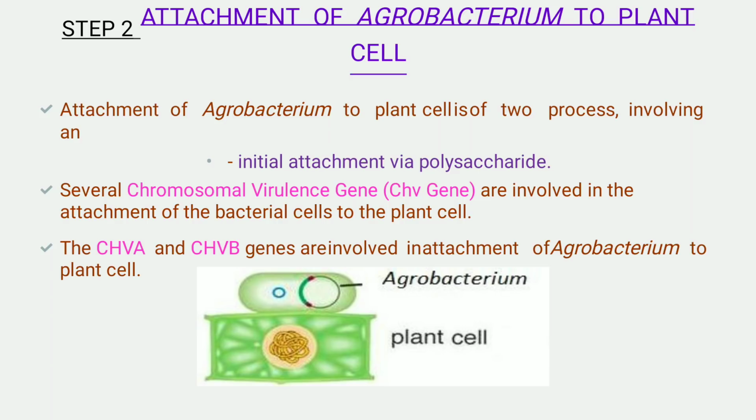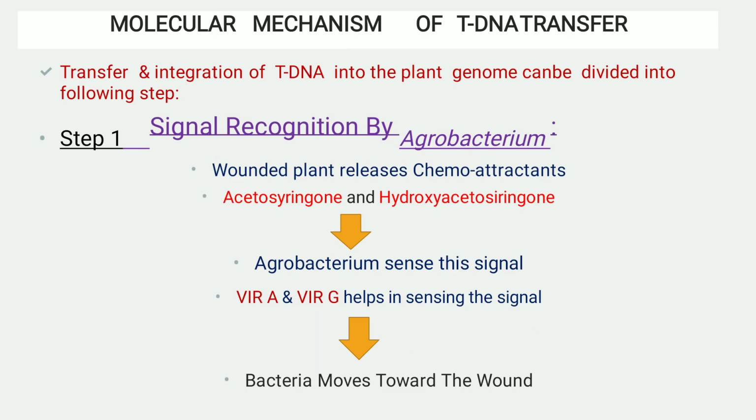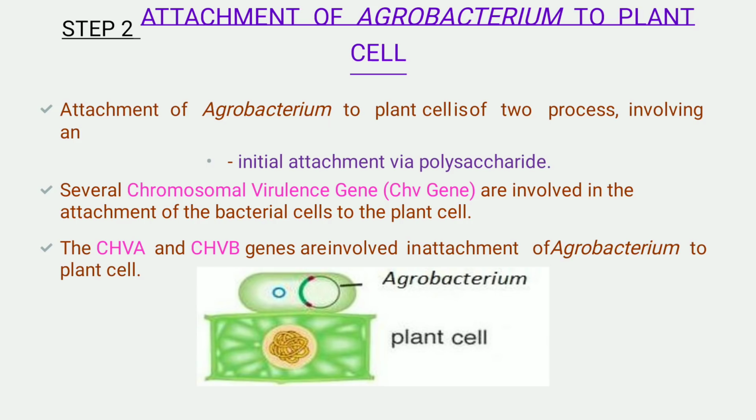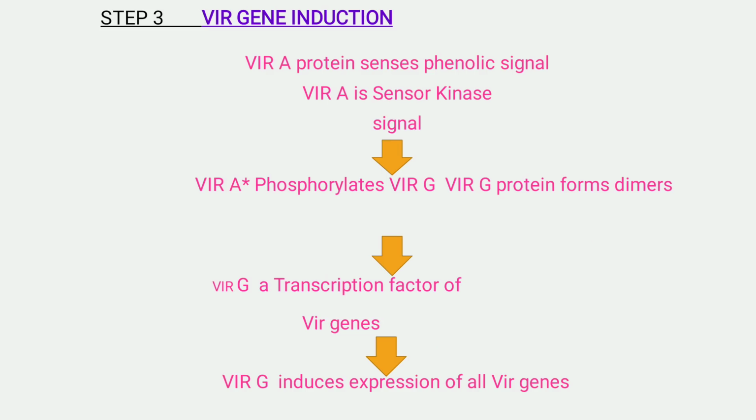First is signal recognition by the agrobacterium. Second is the attachment of agrobacterium to the plant cell. Third is the Vir gene induction. We know already, VirA senses, VirA autophosphorylates, triggers the VirG, VirG triggers all the Vir genes and thereby induces the expression of all the Vir genes, right?